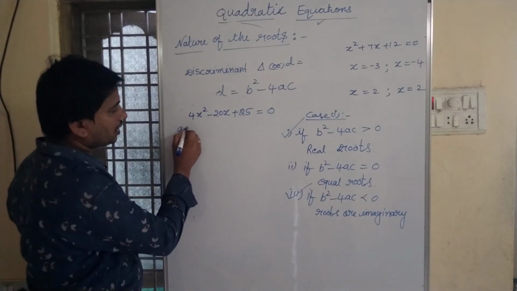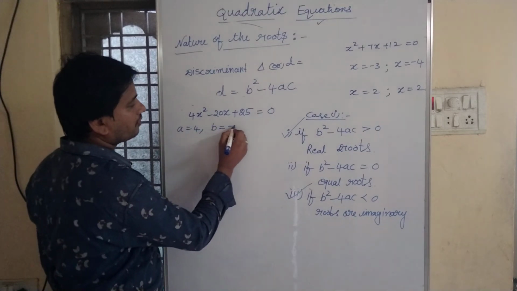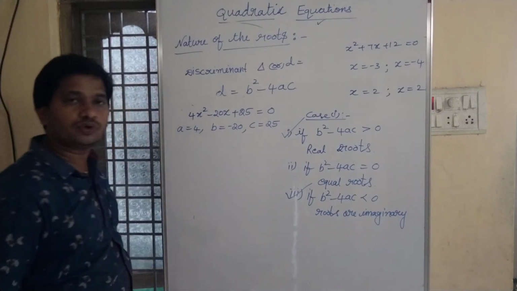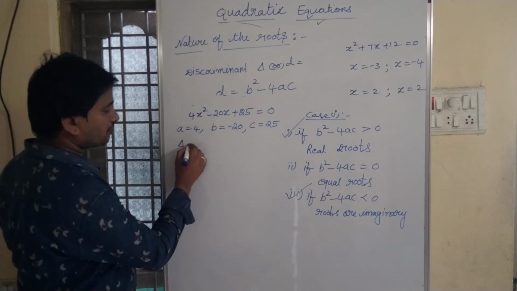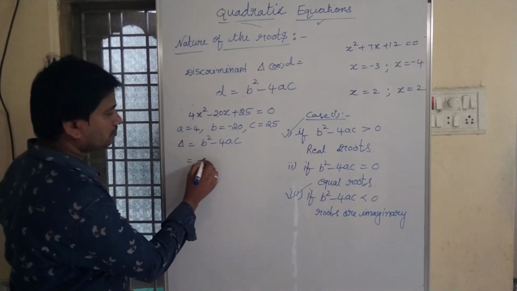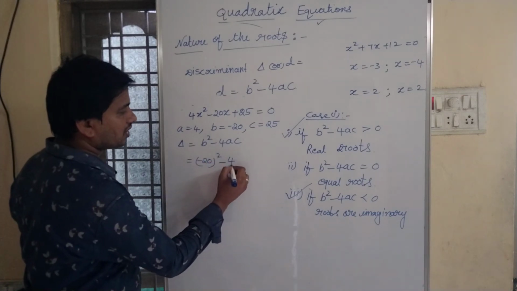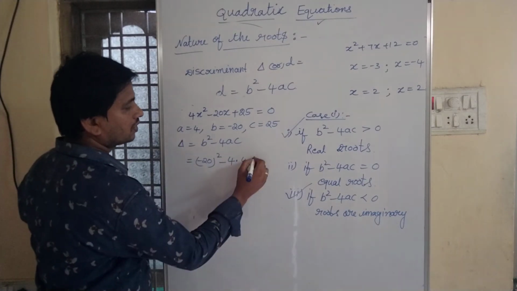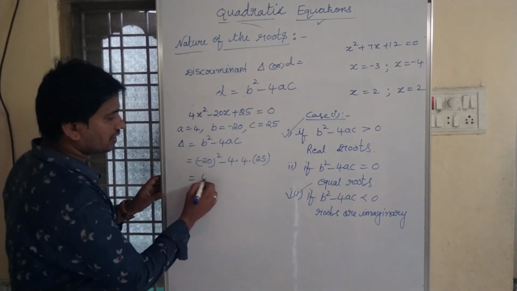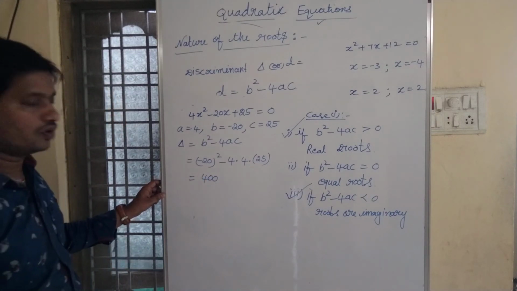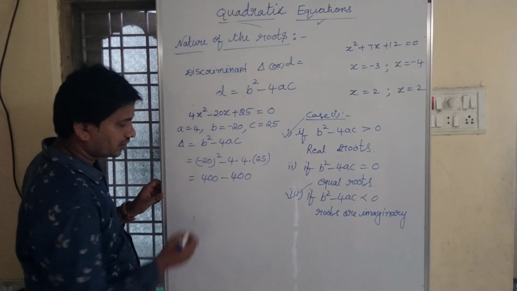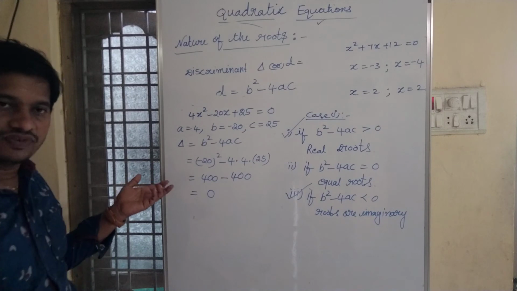Children, here what is the value of a? a value 4. And what is the value of b? b value is minus 20. And what is the value of c? c value 25. Okay. Let us find the discriminant delta. b square minus 4ac. b value minus 20 whole square minus 4 into a value 4 and c value 25. So children, minus 20 whole square means 20 twenties are 400, minus 4 fours are 16, 16 twenty-fives are 400. Right? 400 minus 400, which is equal to 0.